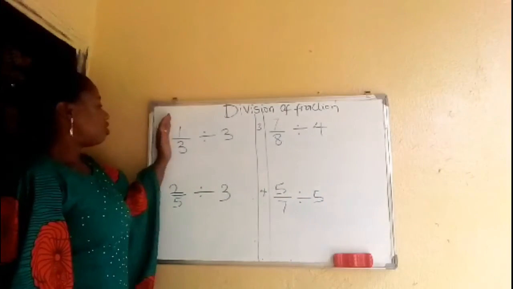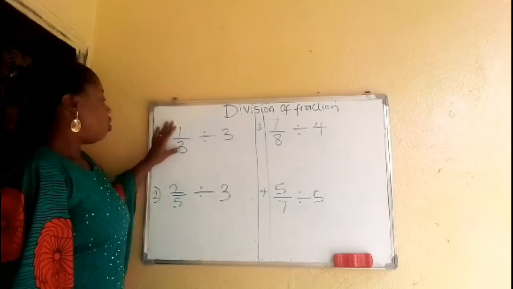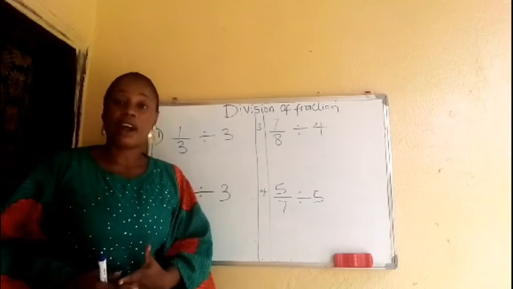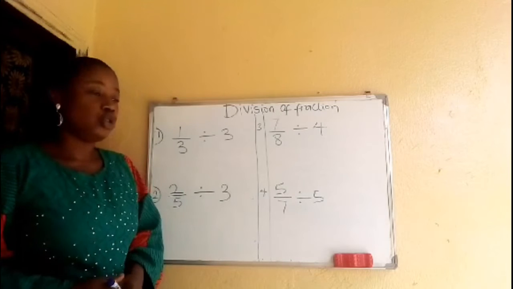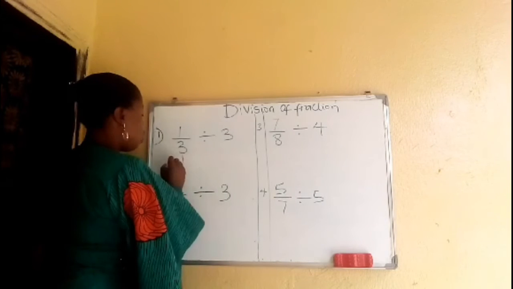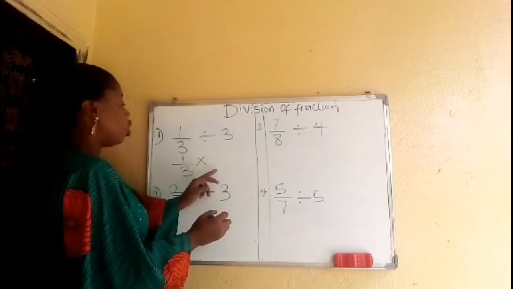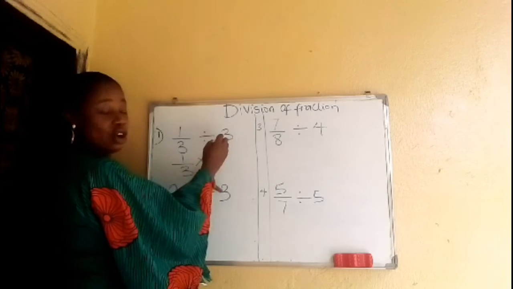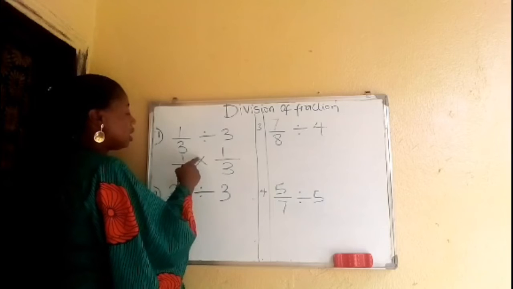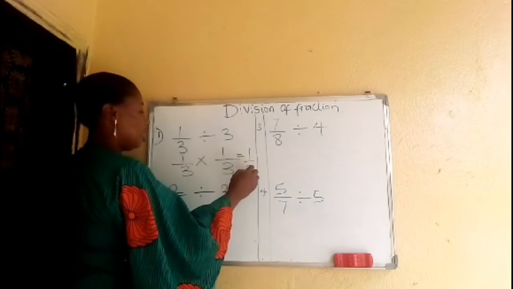Now, this is a fraction with a whole number. This is 1 over 3 divided by 3. When dividing a fraction by a whole number, you put 1 over 3, change the division sign to times, and then you make the 3, that is the whole number, the denominator, and you put 1. Let's multiply: 1 times 1 is 1, and 3 times 3 is 9.